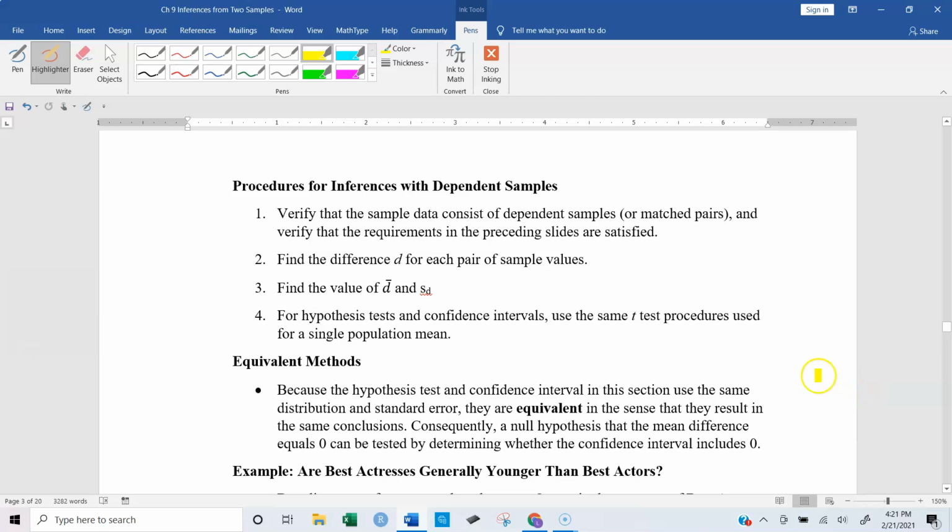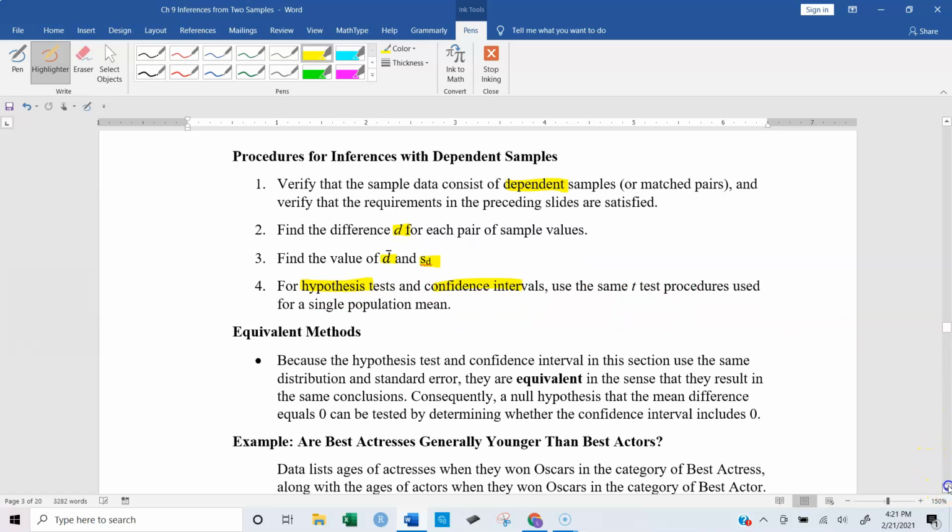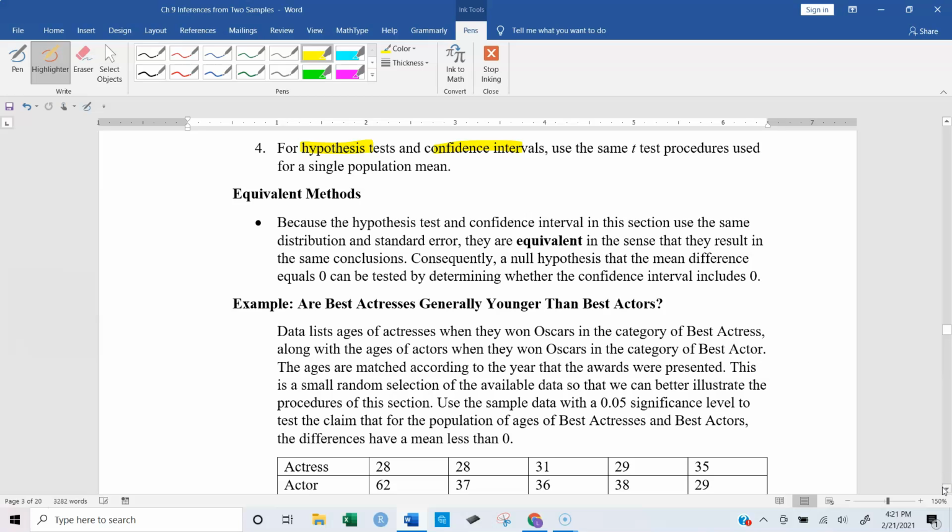First thing we have to do is verify that it is a dependent sample or it has a matched pair. We have to look for our differences. We have to find the value of the differences and the standard deviation of them. And then we have to create a hypothesis test and a confidence interval. All right, they are all three equivalent methods. You will get the same result from all.